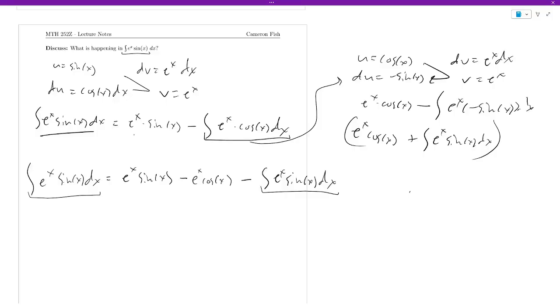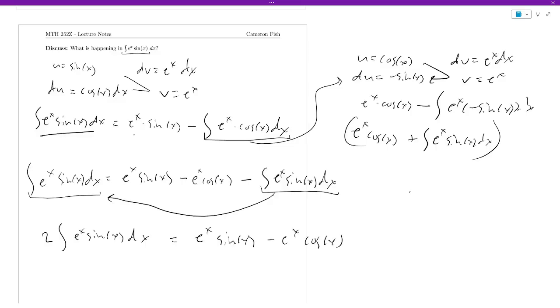That's sort of interesting, because what would happen if I added that over on both sides? On the left side, I'd now have two of those integrals. But on the right-hand side, I have this leftover stuff, unchanged. Oh, wait a minute, we're done, right? I was trying to figure out what the antiderivative of e to the x sine x was. I can divide by 2 now. It's apparently half of this stuff on the right-hand side, divided by 2.